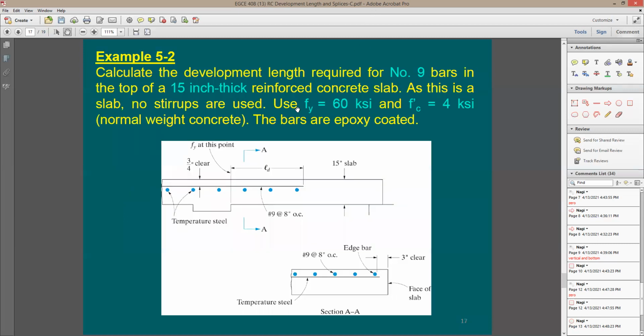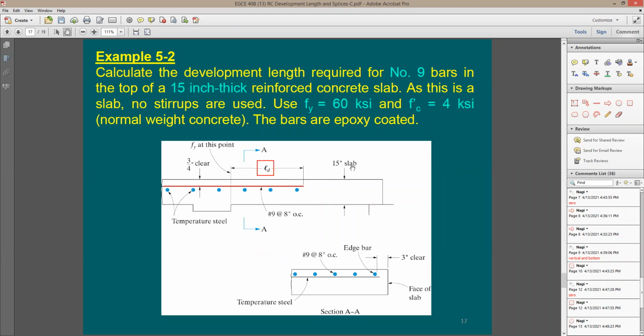So, okay, let me look at another example. Calculate development length required for number 9 rebars in the top of 15-inch thick reinforced concrete slab. Now, where is this rebar? It says number 9. Here it is, number 9 rebars, meaning this rebar. We are trying to find out L sub D. Here's L sub D.